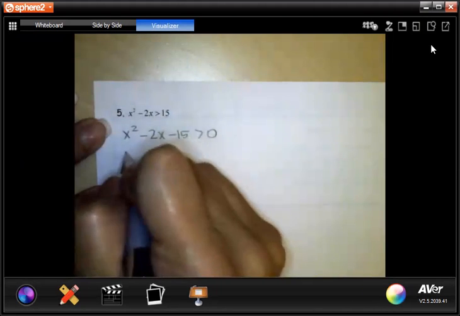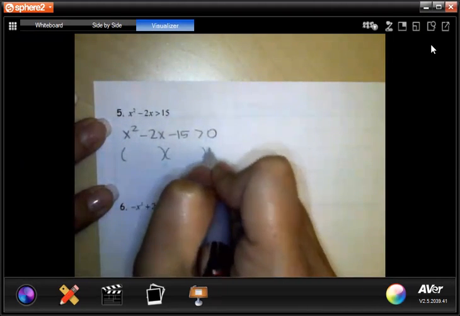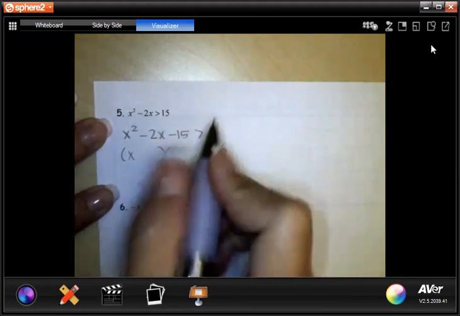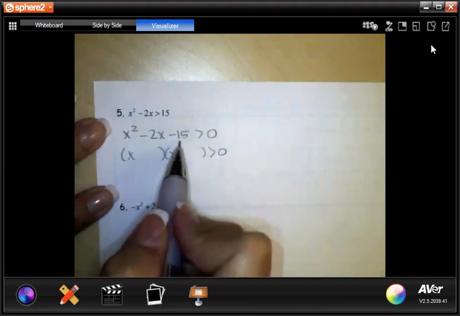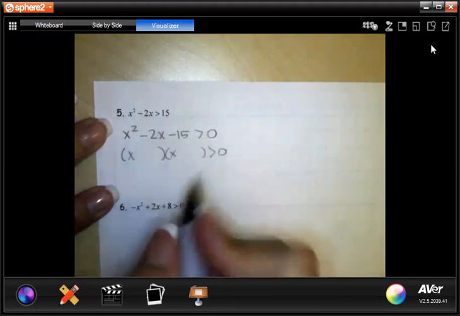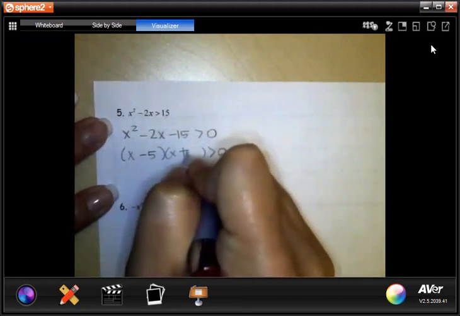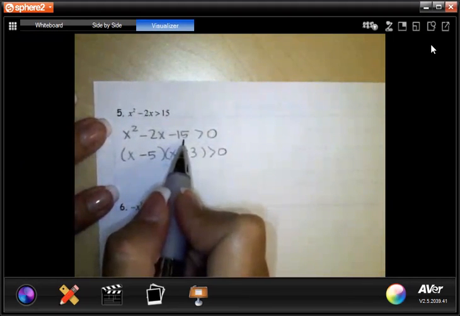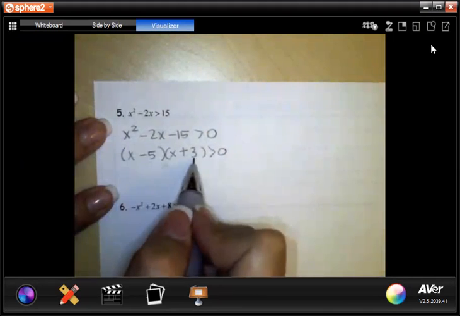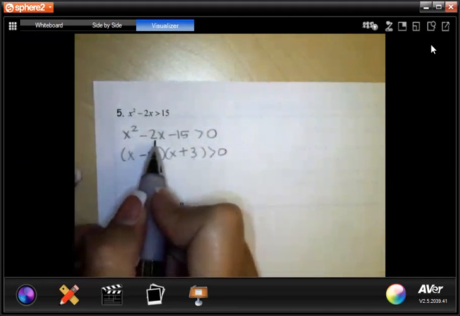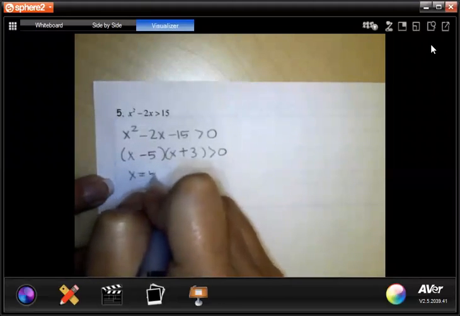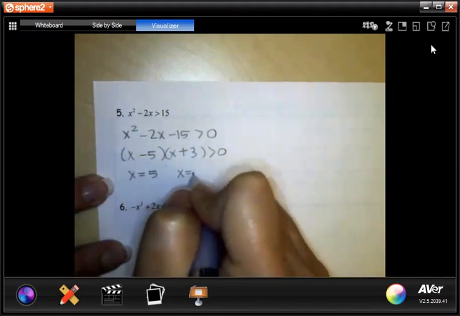I now factor this so that we can find our critical points. We're looking for what multiplies to be -15 and adds to be -2. Well, that's -5 and +3. -5 times 3 gives me -15. -5 plus 3 gives me that -2. Hopefully you're getting really good at factoring at this point. And so the two roots here are 5 and -3.